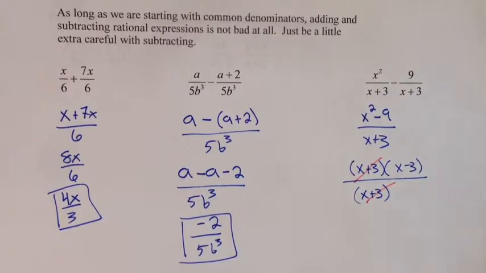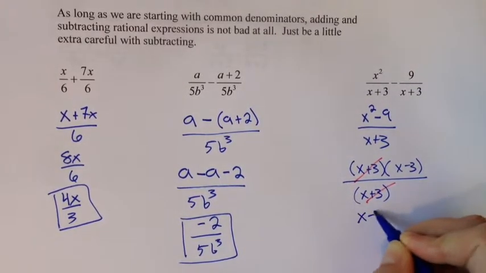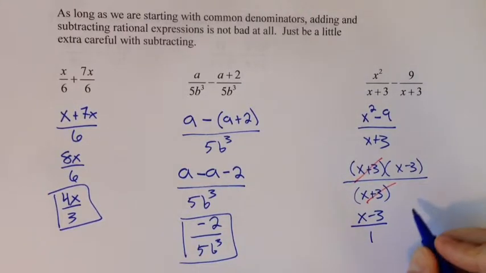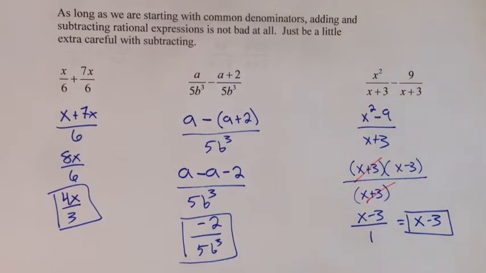That leaves us with an x minus 3 on top. Now we can write this x minus 3 over 1, but since dividing by 1 just leaves the thing the way it is, this is the same as just x minus 3. So again, if you're adding and subtracting fractions that already have the same denominator, you'll just add or subtract the numerators, and then see if you can do any simplifying at the end.